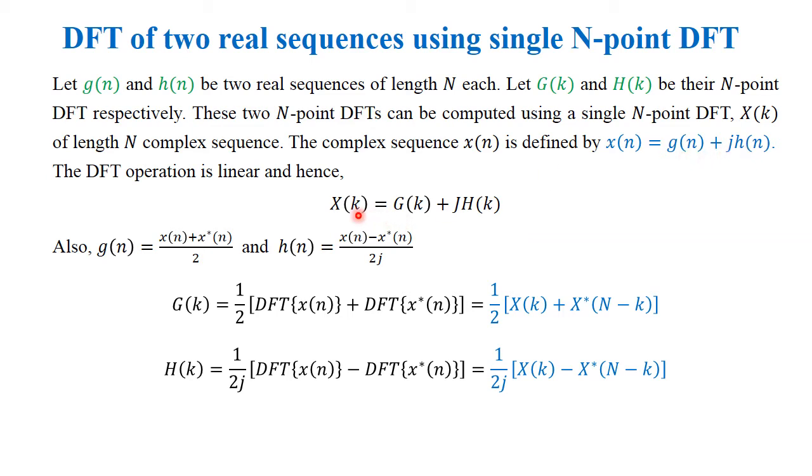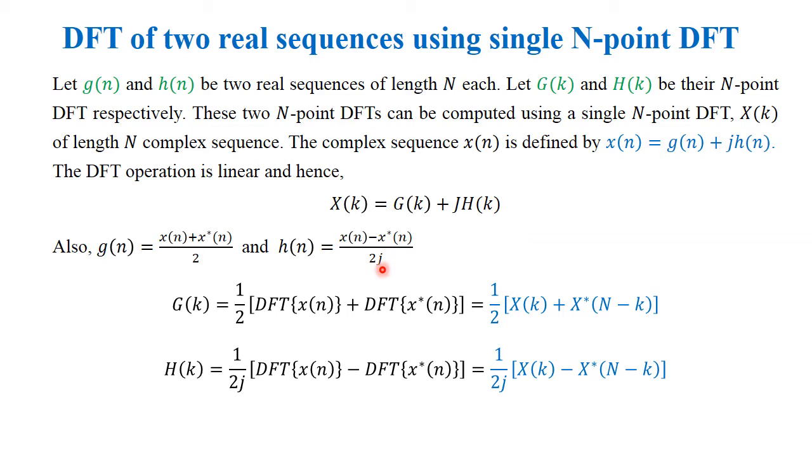So that, by the linear operation, we get X of k equal to G of k plus j H of k. Again, g of n is going to be x of n plus x conjugate of n divided by 2, and h of n is going to be x of n minus x conjugate of n divided by 2j.